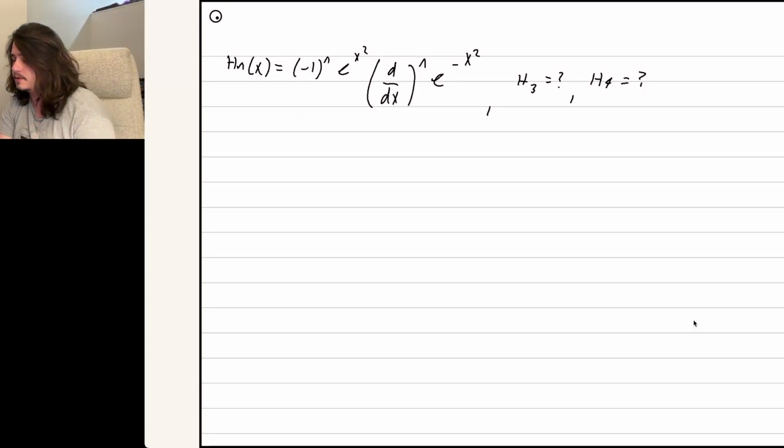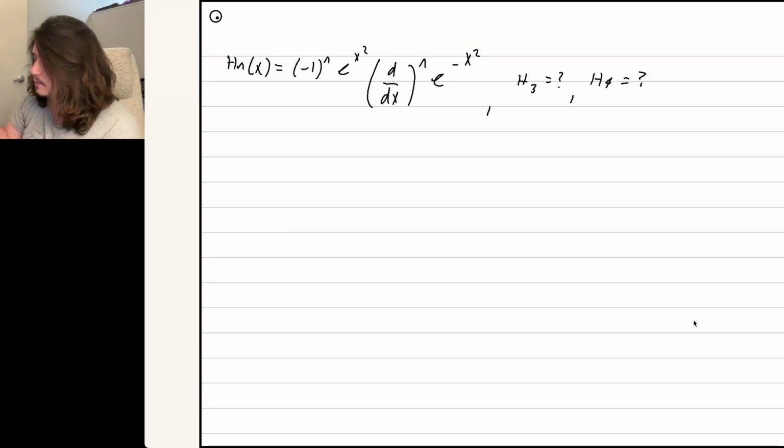Alright, silly people, here's the situation. We're going to be calculating some forms for Hermite polynomials using various different formulas, starting with using the Rodrigues formula to calculate H3 and H4. So let's start with H3.